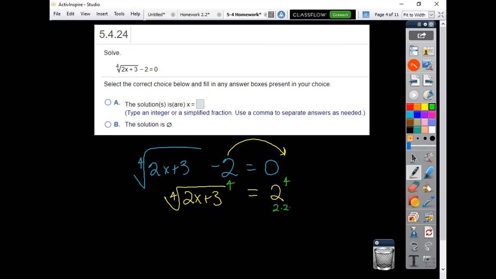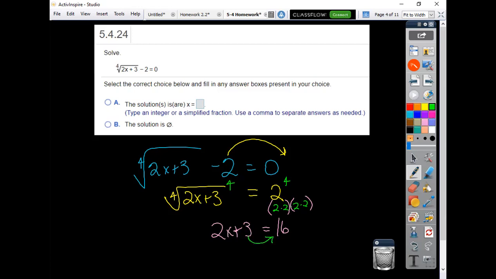If you think about 2 times 2 times 2 times 2, and I pair those up myself to do it. So it's like 4 times 4, so that's 16. And then that fourth power undid this fourth root, leaving just the 2x plus 3. And then just do your normal undoing operations.